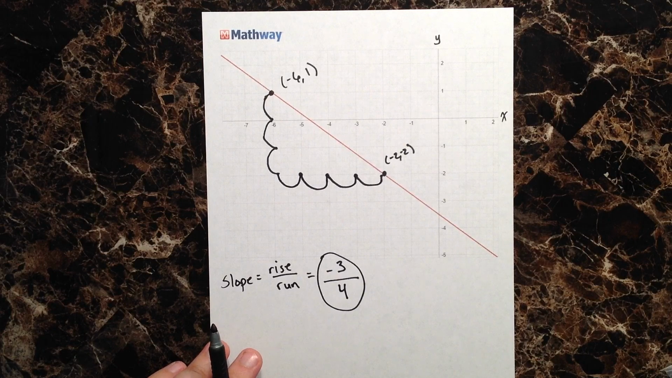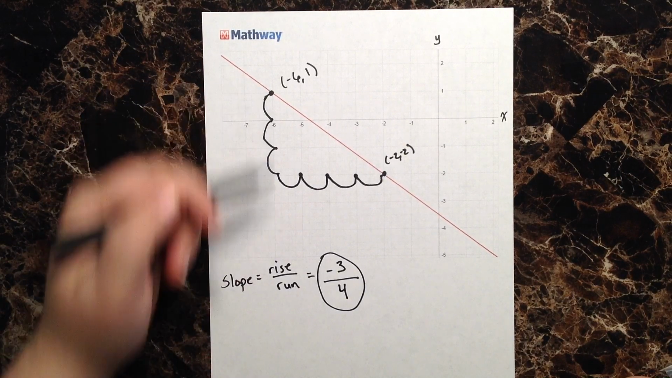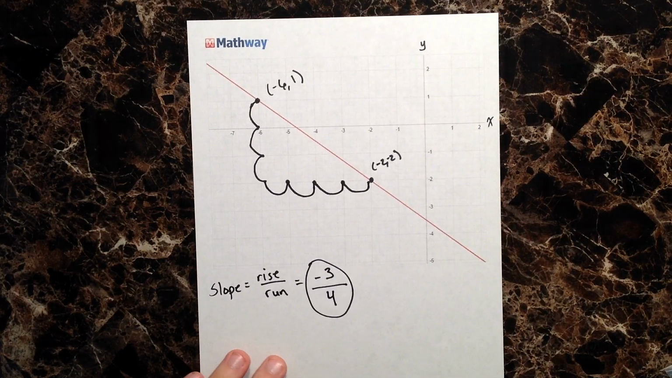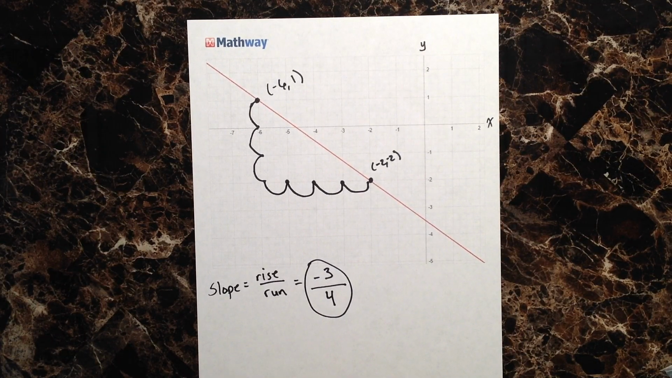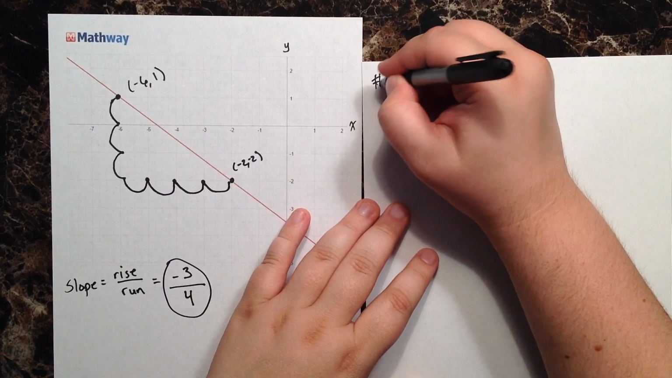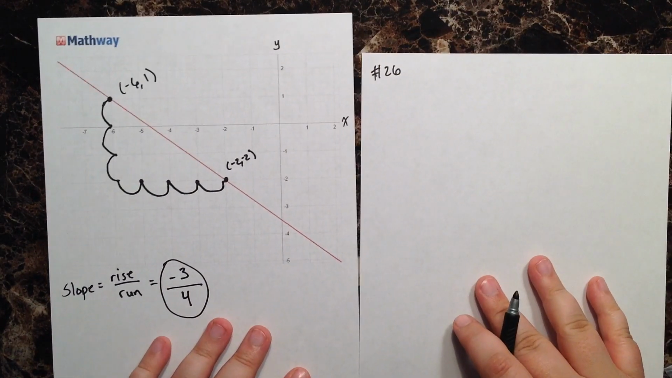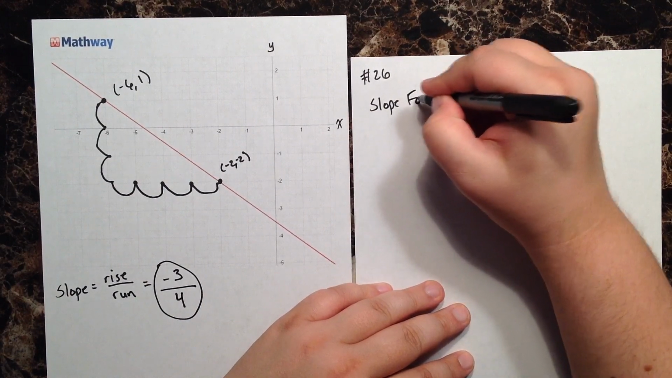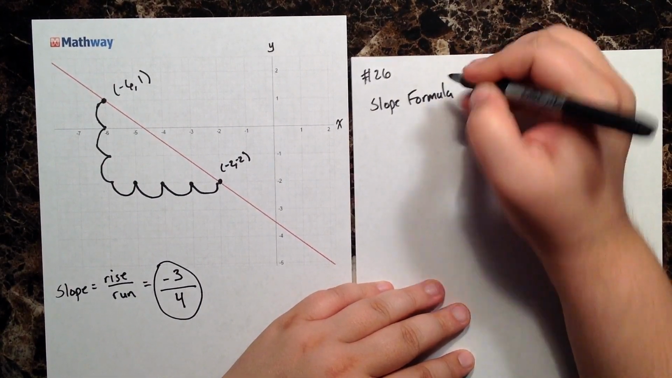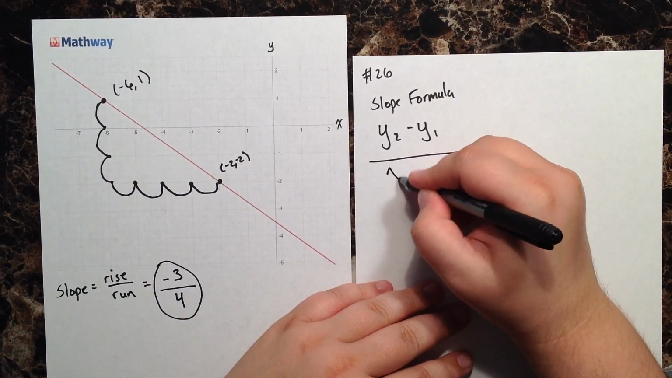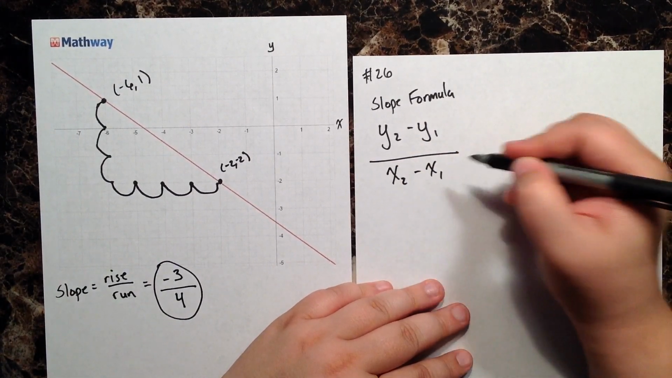But let's say that you didn't want to visualize or count or graph or figure out what the slope of this line was just by determining how many units it shifts up or down. What if you wanted to use the slope equation or the slope formula? Well, we can just as easily do that. And this was number 26. And so the slope formula is the change in y over the change in x.